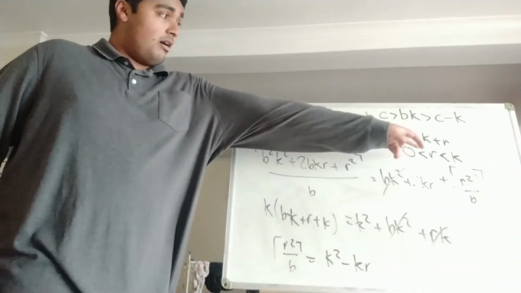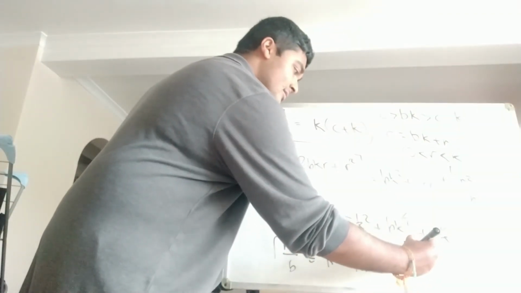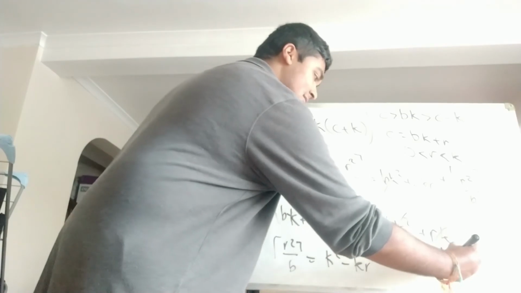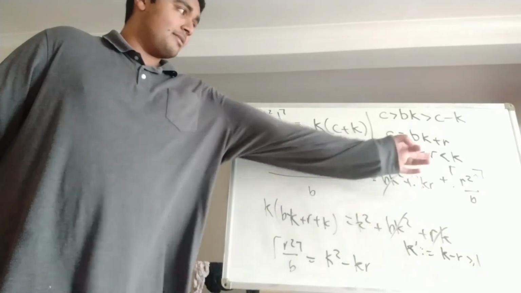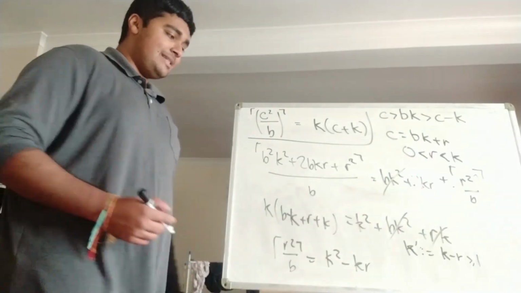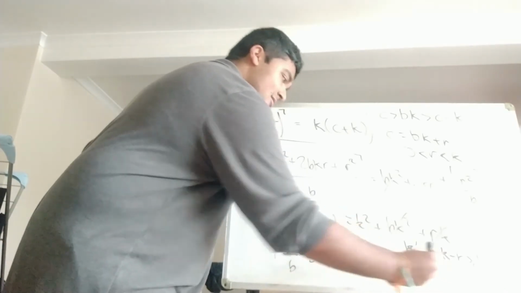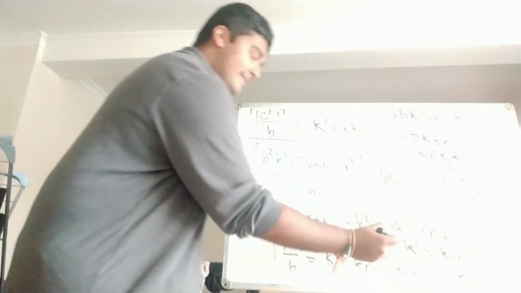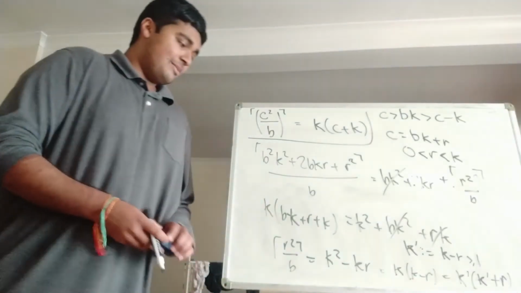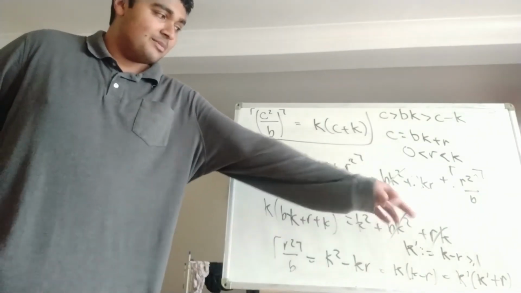But remember that r is strictly less than k. So what we're going to do now is define k prime to be equal to k minus r, which we know is bigger than or equal to 1, because it's an integer and it's positive because of this. Then if we put that in here, we can write this as k times k minus r. So that is just the same, this k minus r is just k prime, and this k here is just k prime plus r.